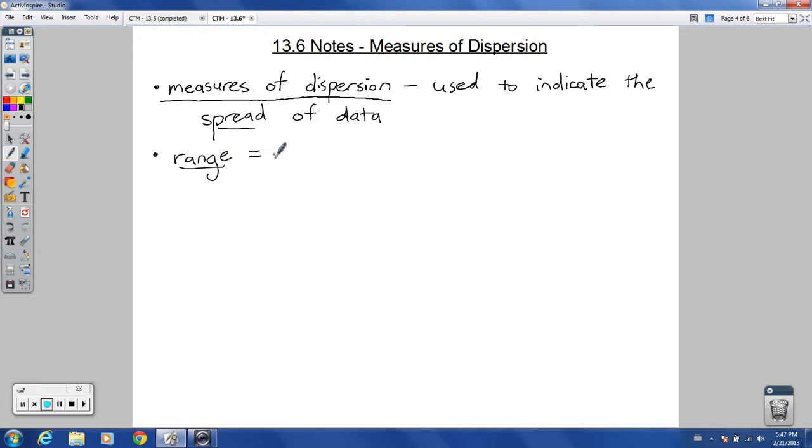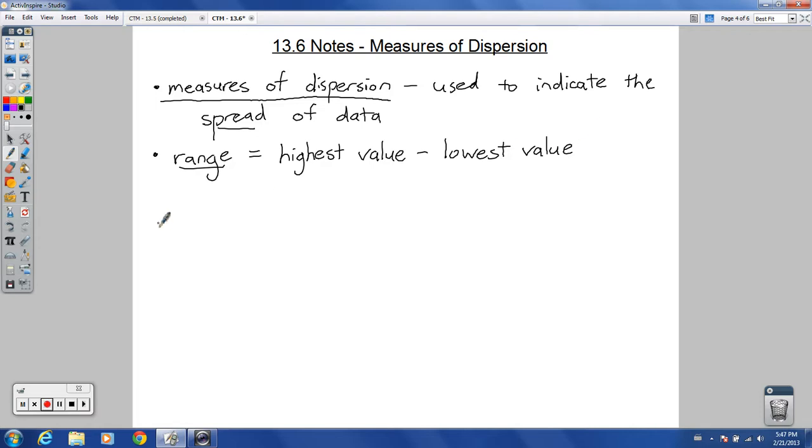The range is always equal to, just think of what the word intuitively means. I hope this would be intuitive for you. How far do the values, how far are they apart from each other? The highest to the lowest value. That's exactly how we find it. So take the highest value and subtract the lowest value from it. So range equals highest value minus the lowest value.